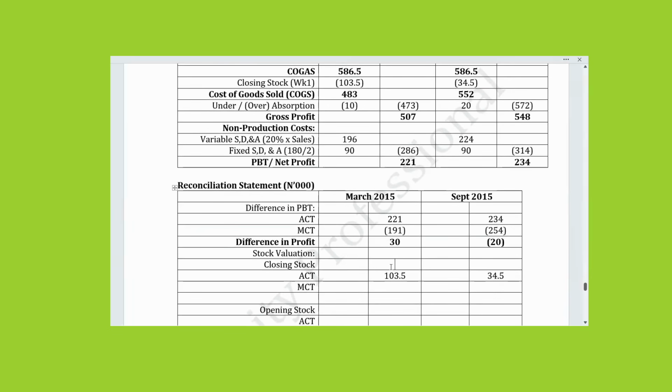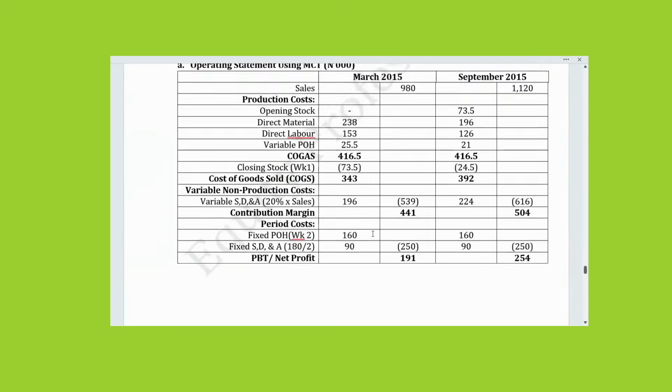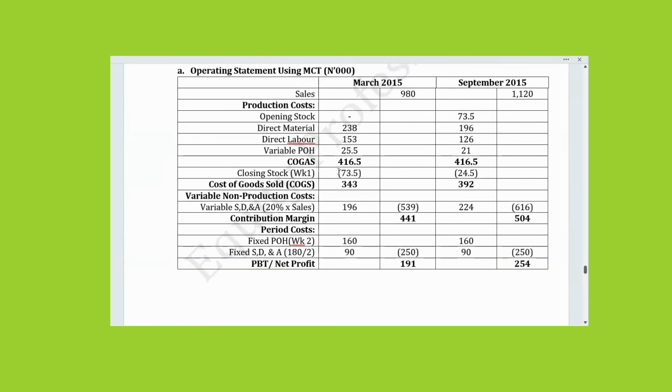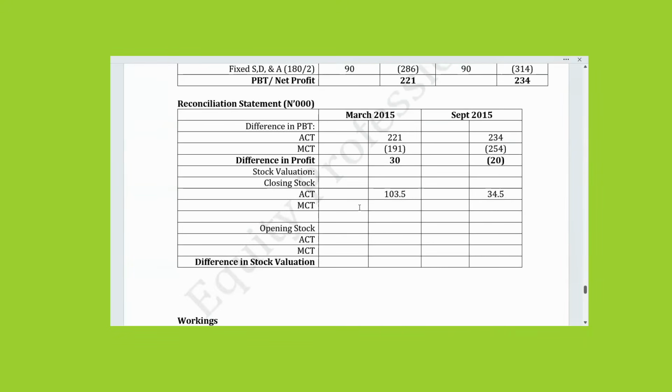So for the marginal costing technique, closing stock 73, and then 73.5 and then 24.5. All right.